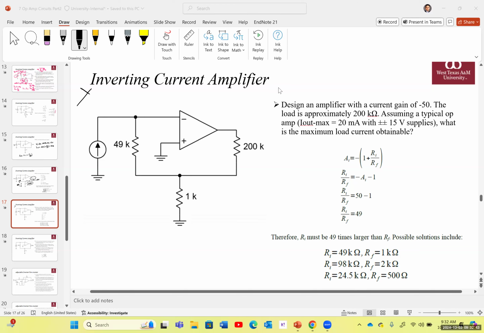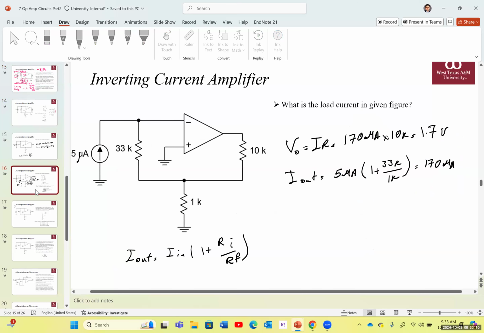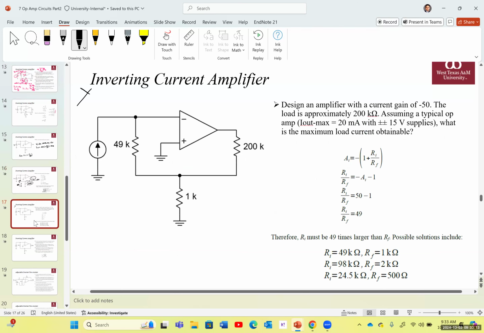In the previous class, we went through some op-amp circuits. Specifically, we went through transducers. A transducer is a device that converts one form of energy to another. So it could be a current to voltage, or voltage to current transducer. We also went through current amplifiers and solved some practice problems. The last practice problem we saw was the inverting current amplifier. Today I'm going to continue with the current amplifier, and let's hope we can finish this part.